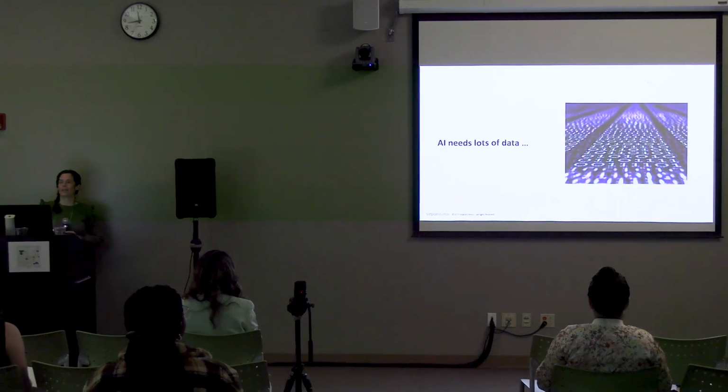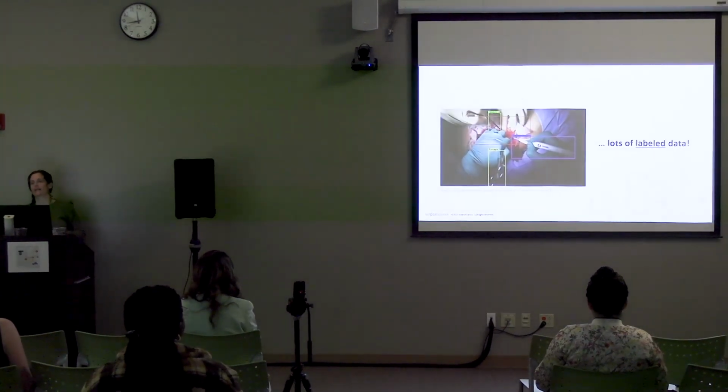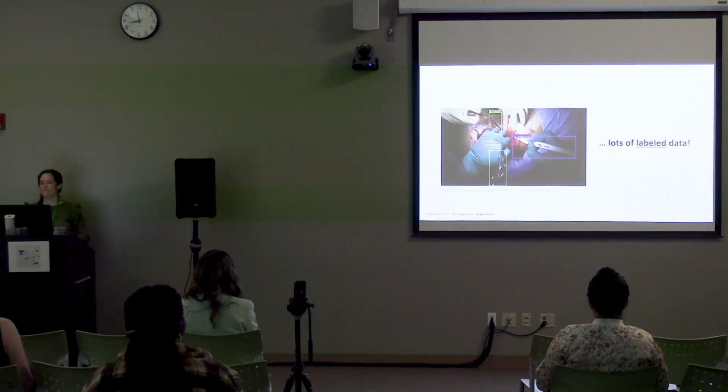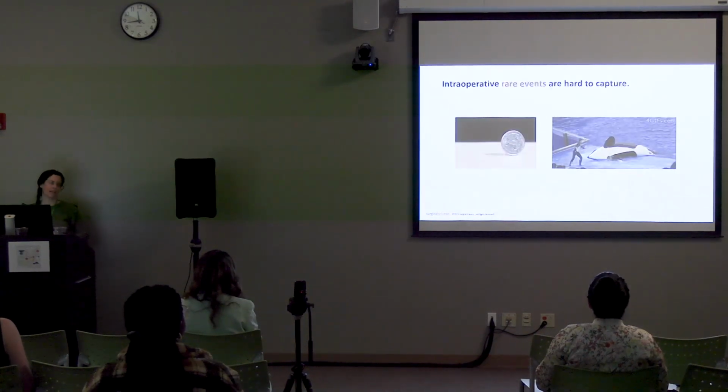So, AI needs lots of data, lots and lots of data. We all know that. It needs lots of label data. But labeling is expensive, as we discussed previously. This not only takes a lot of time, a lot of money, woman power, and rare events are hard to capture.